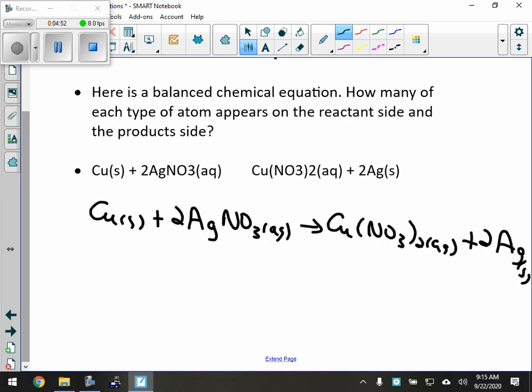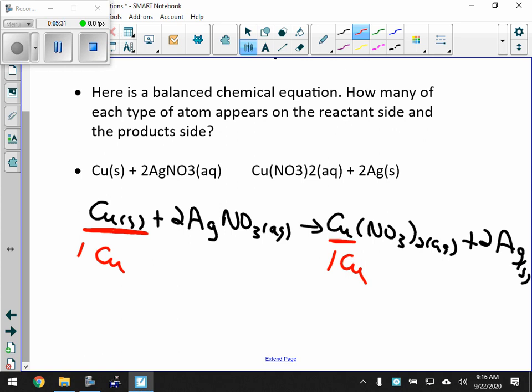Okay. So let's talk about how many of each atom we have here. Balancing is all about, like I said before, making sure we have the same number of coppers on both sides, silvers, and nitrogens and oxygens in that case. Now, how many coppers do I have on this side? Yep, one. How many do I have on this side here? Yep, one. This one's already balanced, right? So there's one copper there. Are we good so far?